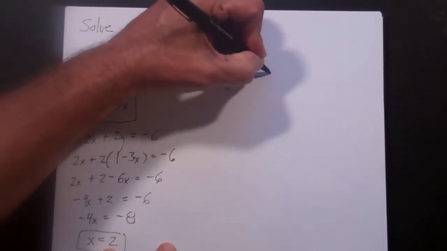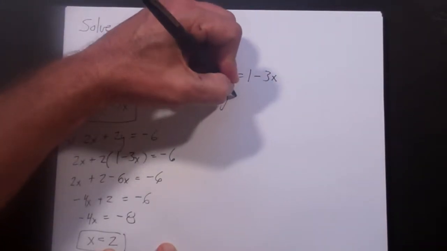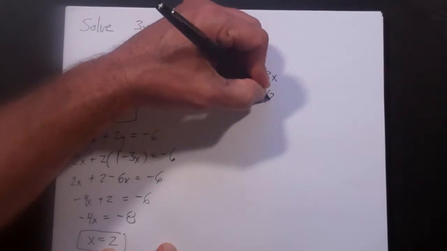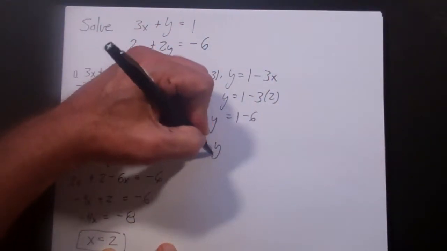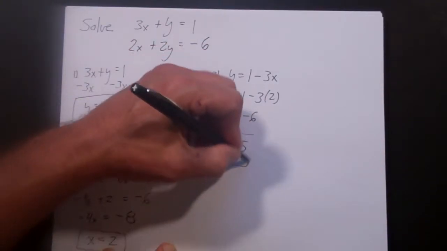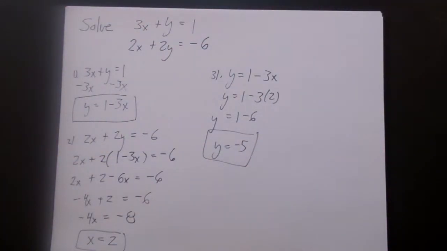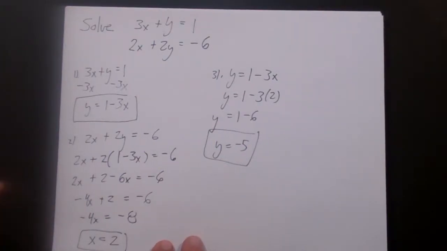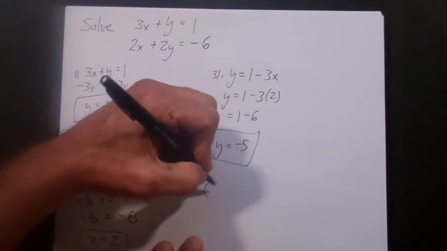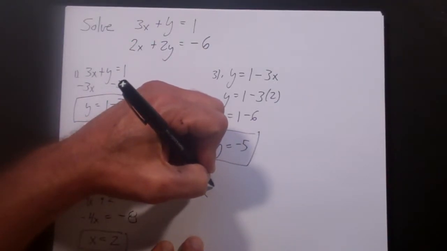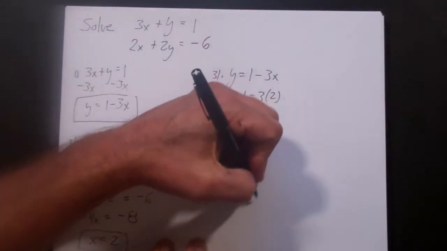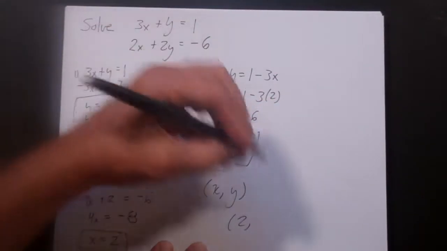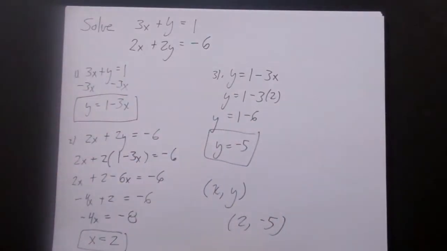y is equal to 1 minus 3x, plug in a 2. y is equal to 1 minus 3 times 2, 1 minus 6, and you get y is equal to minus 5. And then you're done. x is equal to 2 and y is equal to minus 5. Now typically the way we write that is in what's called an ordered pair, in the form of x first, comma, y with parentheses, or in this case (2, minus 5). And then you're done.